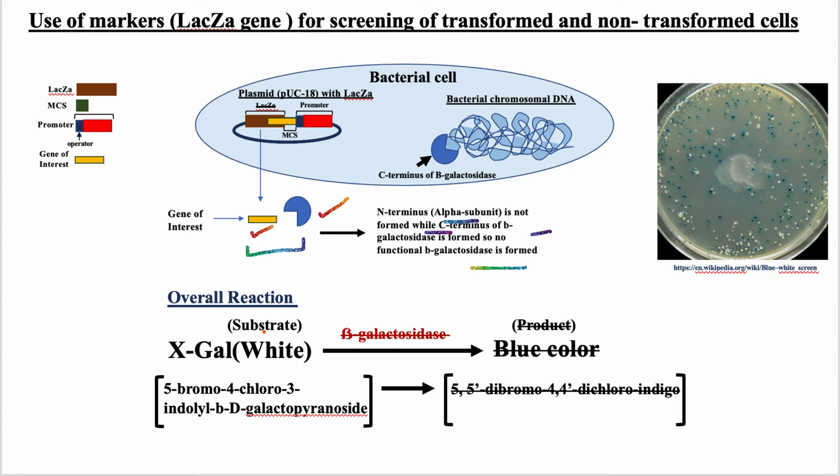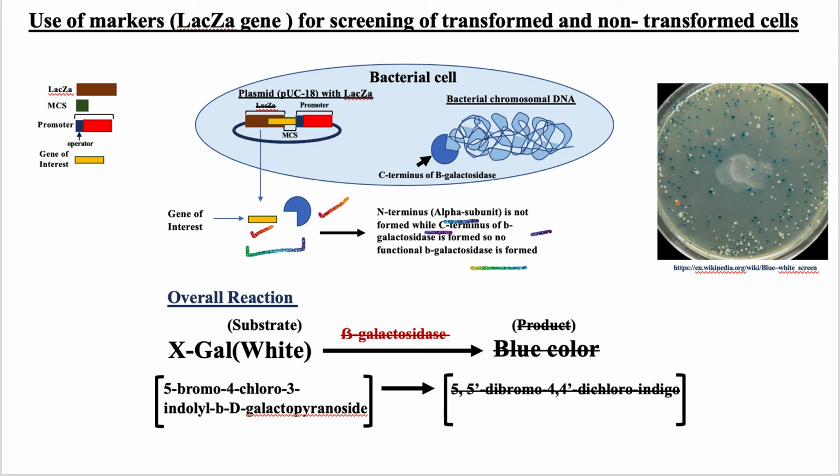If there is no active beta-galactosidase, it is not going to act on the X-Gal substrate, and there will be no product. And that's why we see these white colonies on the Petri plate. So it's quite simple. If we interrupt the lacZ alpha gene by inserting our gene of interest, then the alpha portion of beta-galactosidase, which is encoded in that lacZ alpha gene in the plasmid, will not be synthesized. So that will ultimately give rise to white colonies.